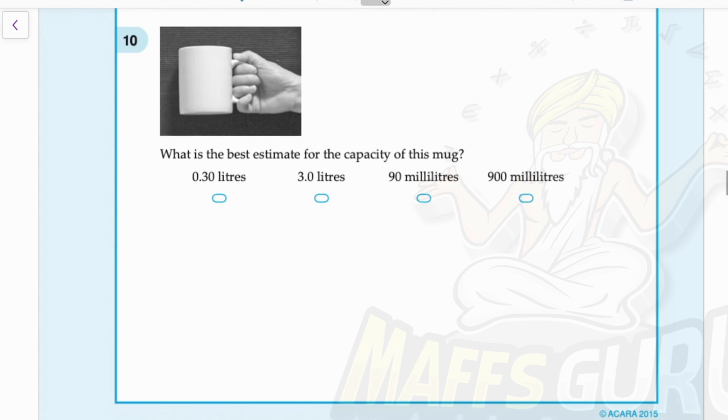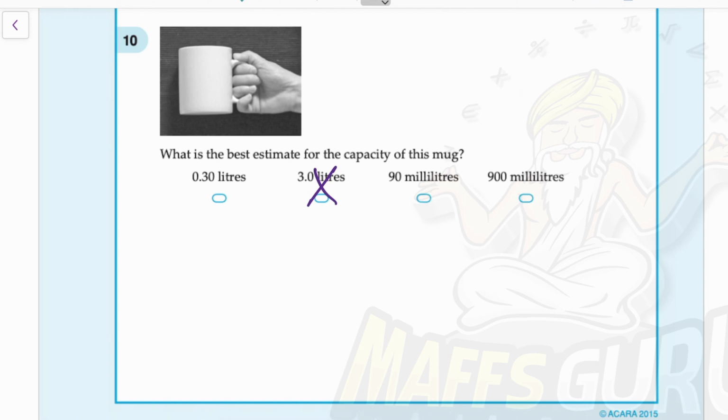Question number 10, what is the best estimate for the capacity of this mug? All right, so 3 litres is a lot. If you imagine 3 litres is basically like a 3-pinter, would you think that that's going to fit in that mug? Nope, so that's a rubbish answer.